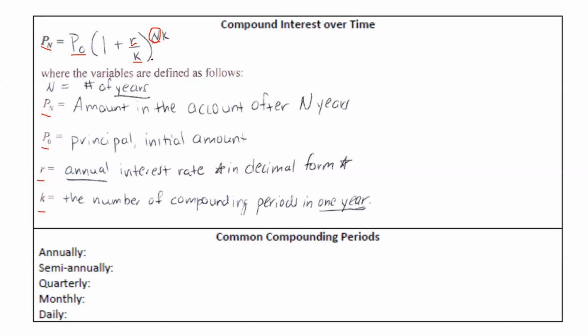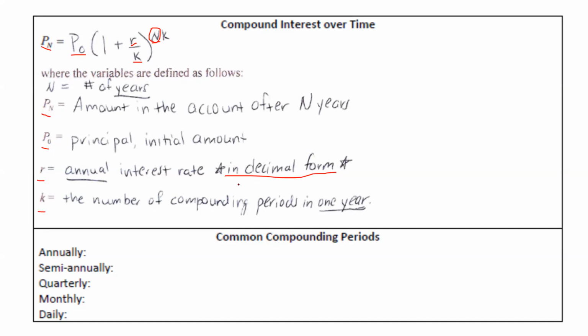P0 is our principal, or initial amount. R is the annual interest rate, and that's always going to be in decimal form. Always, always, always in decimal form. If you think to yourself, I'm not going to do it in decimal form, then you're doing it wrong, and stop that. R is in decimal form.